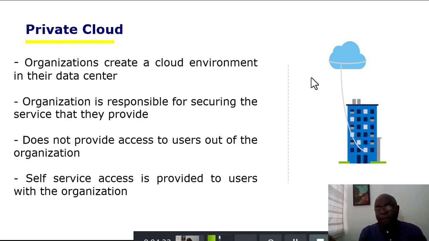They do not provide access to users of other organizations. So if your company has made provision for a data center, it means that only the staff of your company can use it, and self-service access is provided to all the users within the company. So let's move forward.